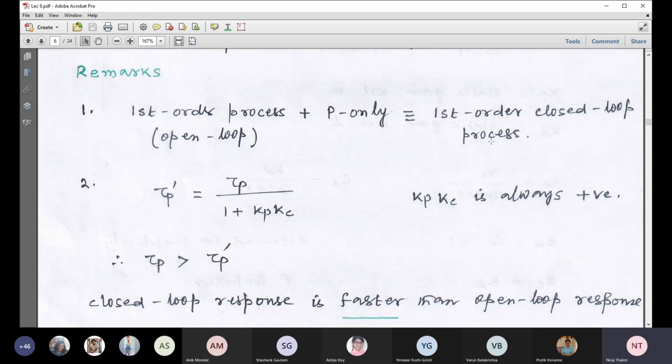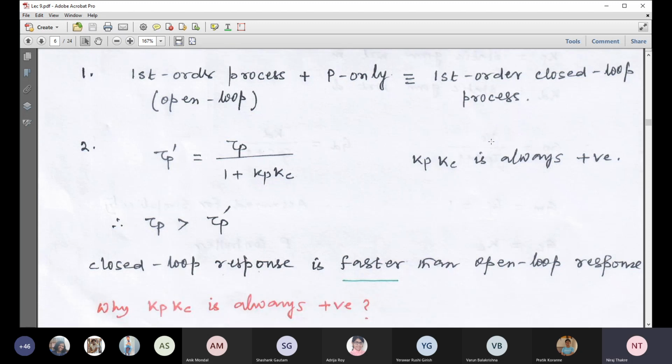So we can write this. You see, closed loop response is faster than open loop response. Correct. But I have written one statement, you know, KPKC is always positive. Why? So you try to find the answer. Why is KPKC positive? This is your task. You try to find the answer. If not, you tell me, I will discuss.